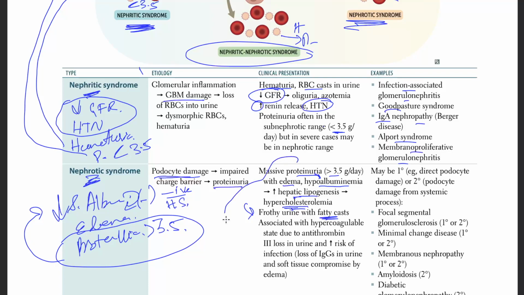Proteinuria also leads to loss of antithrombin III in the urine, leads to a hypercoagulable state and increased risk of infection because of loss of IgGs in the urine, and soft tissue is compromised by edema because of albuminuria.